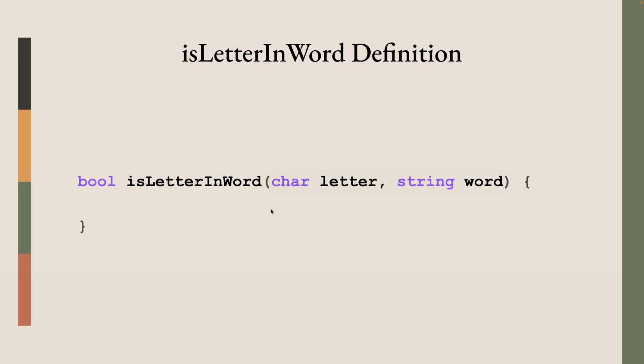So we could call this function isLetterInWord and pass in the letter A and ball. Or we could call the function again and pass in the letter C and the word truck. Right? Each time we call the function, we might give it different parameters. And so that's why we need these two as input parameters. Questions here?